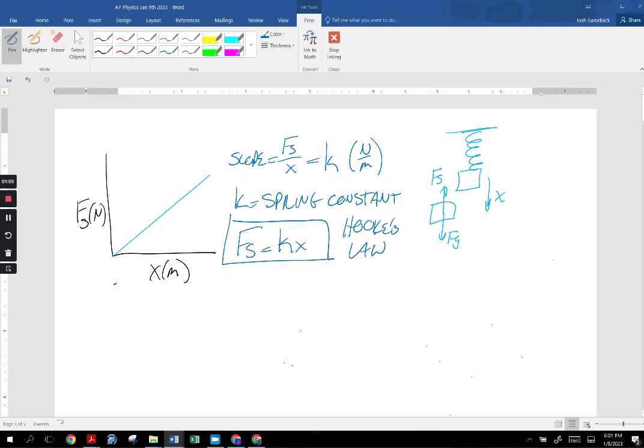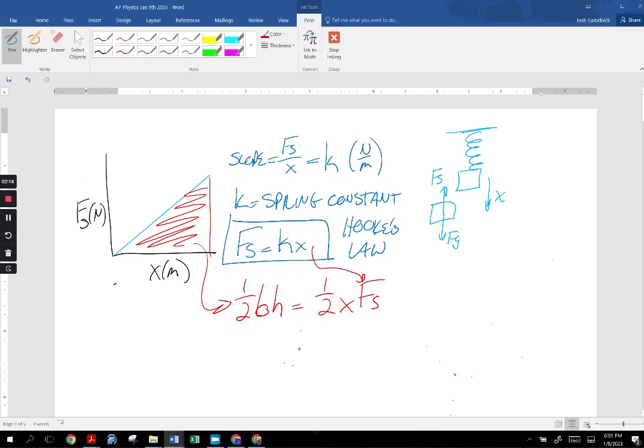Okay, now, slope is one thing we can do with a graph, but we can also do area. Fascinating, I know. So if we take the area, that is 1/2 base times height, which in this case would be 1/2 x times force of spring. But we have this expression here for the force of the spring. So that's going to be 1/2 x times kx, or 1/2 kx squared. Again, x is how much the spring stretches or compresses from equilibrium.